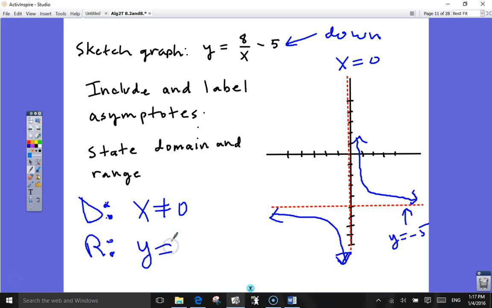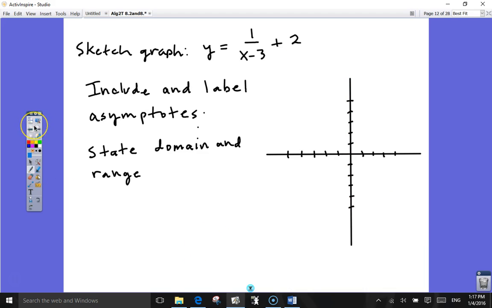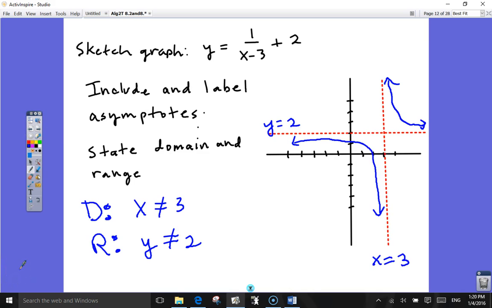Y does not equal -5. Piece of cake. So do that one for yourself. Somebody got something close to that? Except for my terrible graphs. Okay.